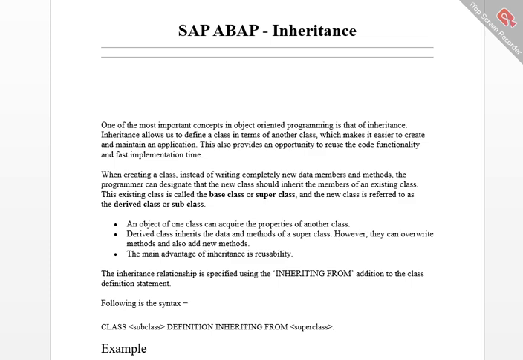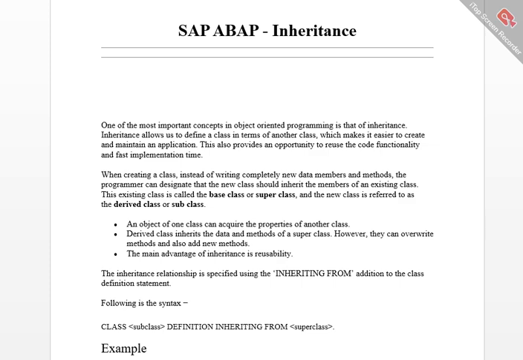Inheritance allows us to define a class in terms of another class, which makes it easier to create and maintain an application. This also provides an opportunity to reuse the code functionality and fast implementation time. So when creating a class, instead of writing completely new data members and methods, the programmer can designate that the new class should inherit the members of an existing class.